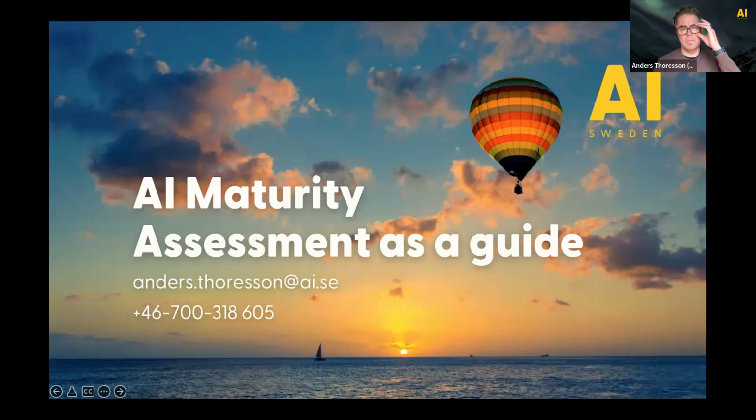And using that tool as the foundation for what we are going to talk about here today, one can also find ways to approach the implementation phase of AI, how to actually put AI to use in an organization, which is what we are interested in at AI Sweden.